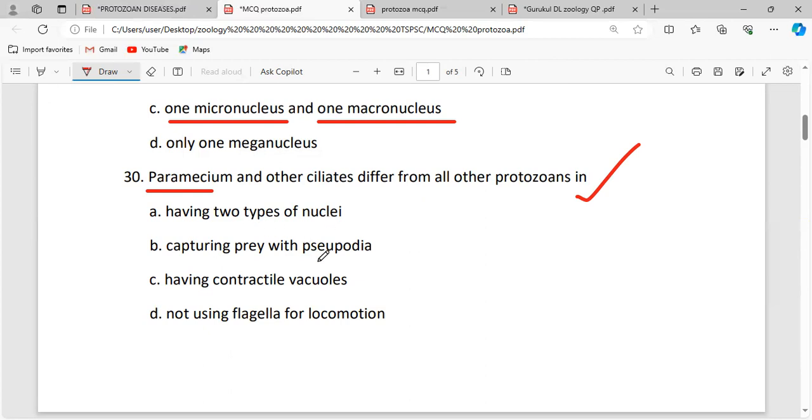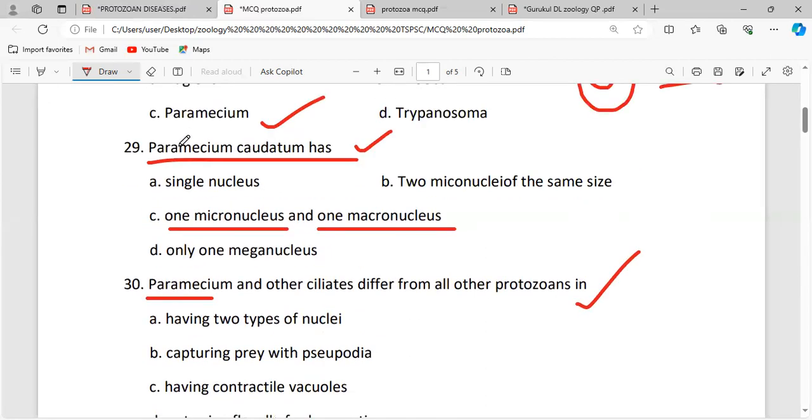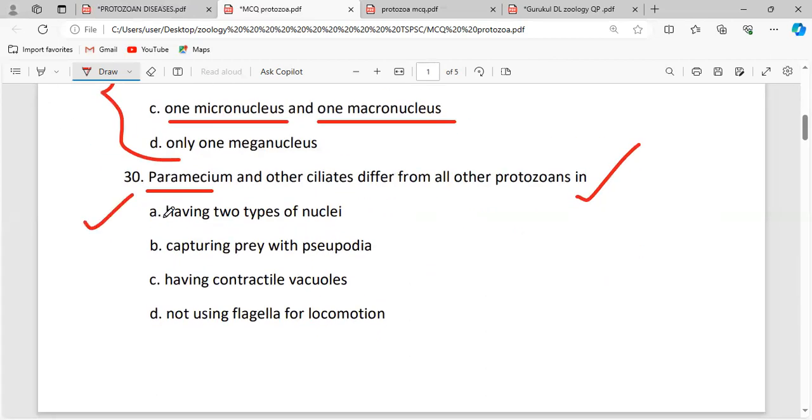The paramecium and other ciliates differ from all other protozoans in having two types of nuclei, capturing the prey with pseudopodia, having contractile vacuoles, not using flagella for locomotion. Just now we have seen. If you understand the last question completely, you can answer this question easily.